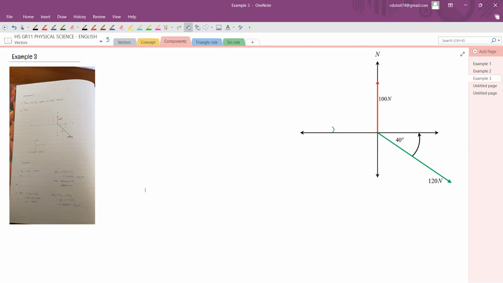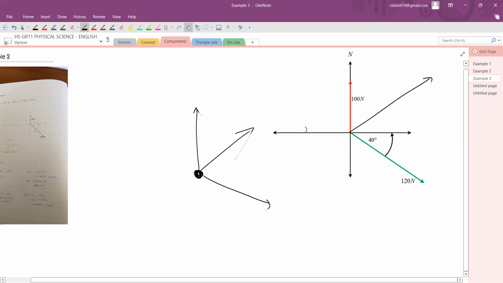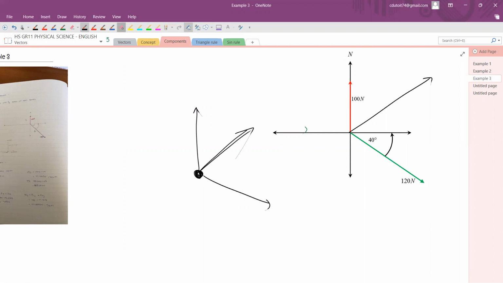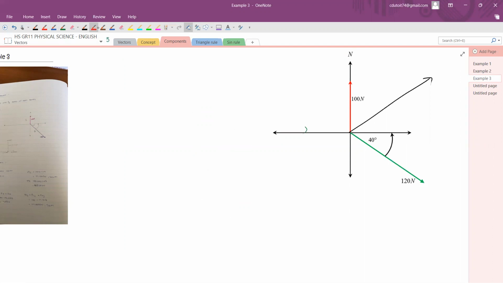To get the resultant vector, would you agree with me that the resultant vector would be somewhere here? If you've got a stone or something, and someone is pulling it straight up, and someone is pulling it to that side, the resultant would be in that direction. It will actually move in that direction. So we at least know the resultant would be in that direction. So this is the method we're going to use.